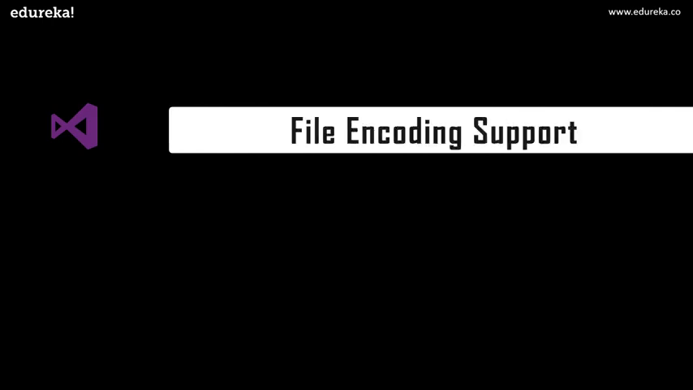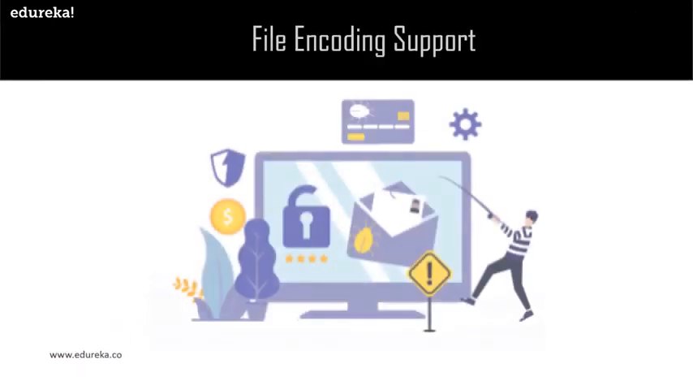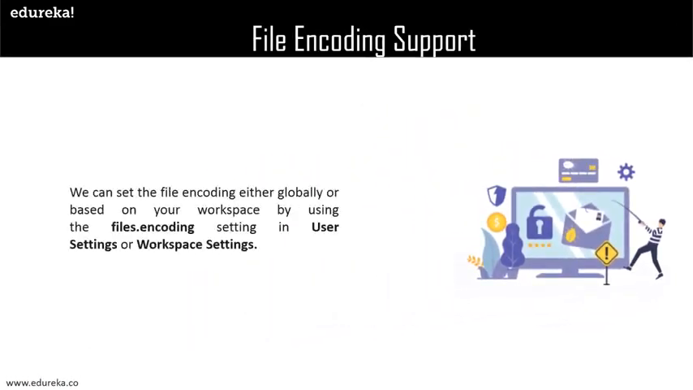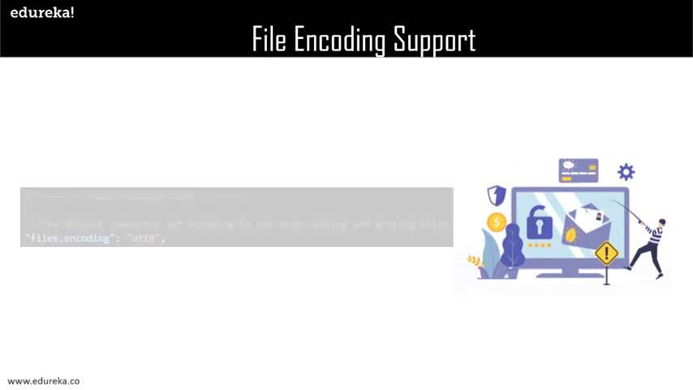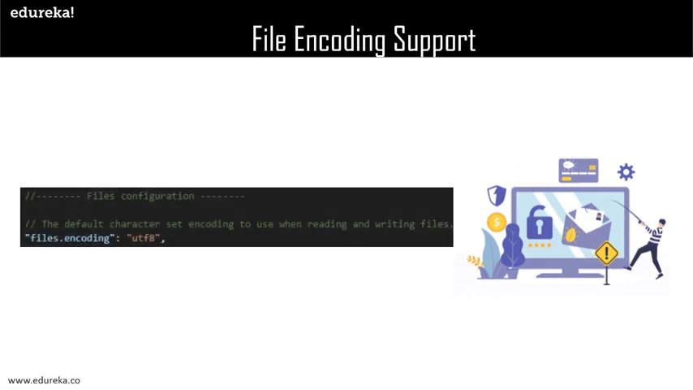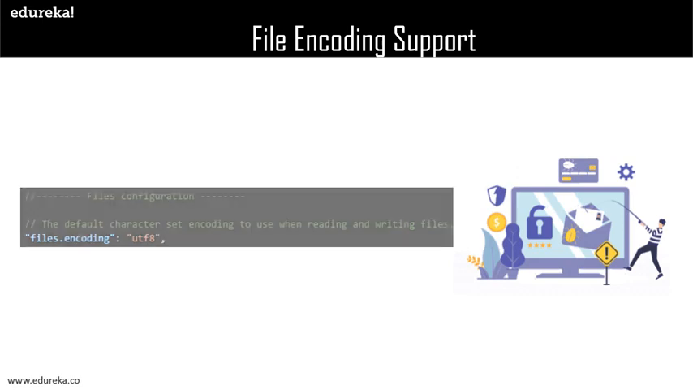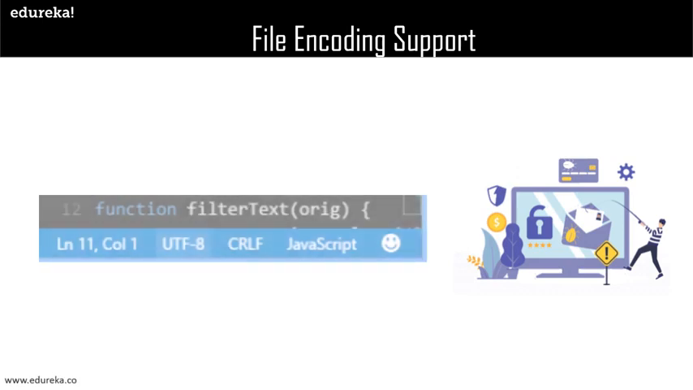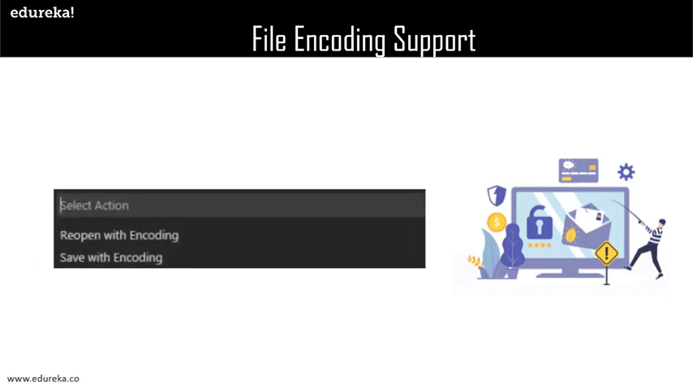And now that you have understood about command line palette, let's move on to the next chapter, which deals with file encoding support from Visual Studio. So what exactly is file encoding? File encoding can be set either globally or based on your workspace using your files.encoding settings in your user settings or workspace settings. The file encoding support from Visual Studio will look something like this. You can view the file encoding in the status bar, which is highlighted in blue color. Click on the encoding bar on the status bar to reopen or save the active file with a different encoding.